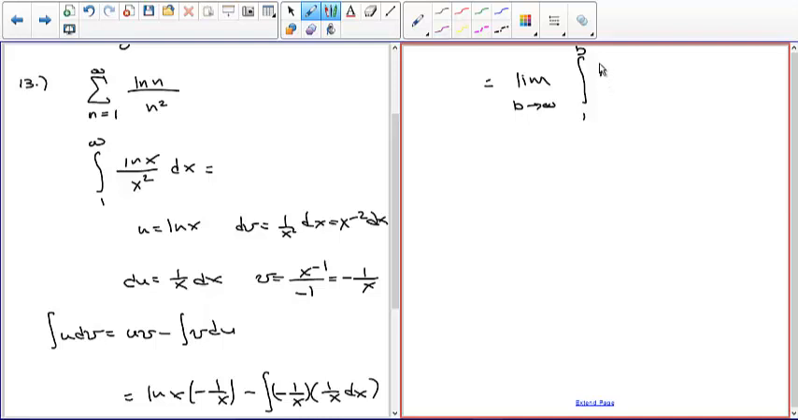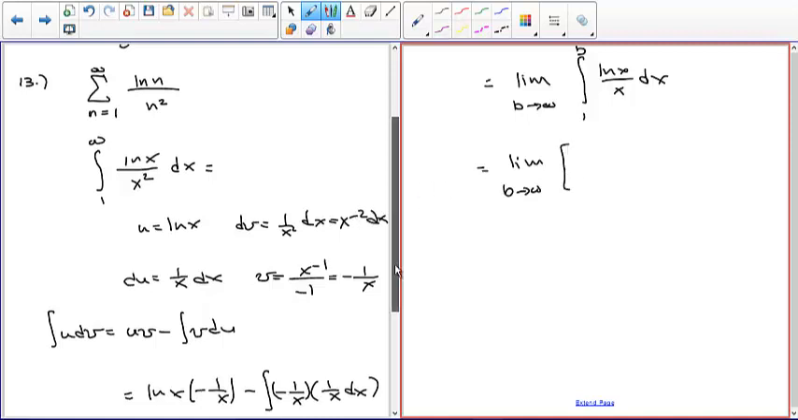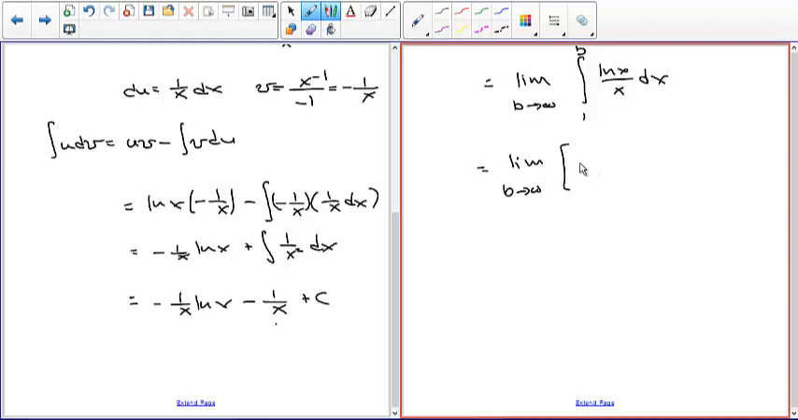Okay, so we're doing natural log of x over x dx. Then we go limit as b goes to infinity of, so we integrate it. Now we plug in what we just had. So we get negative 1 over x, natural log of x, minus 1 over x, evaluated between 1 and b. And then we plug in the limits.